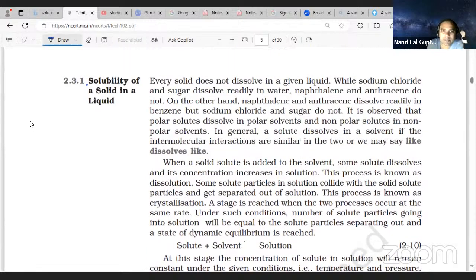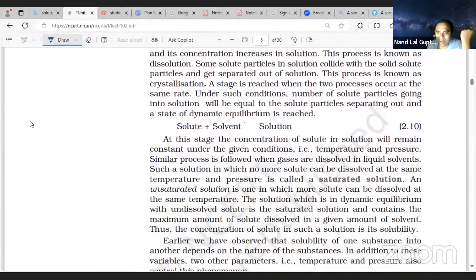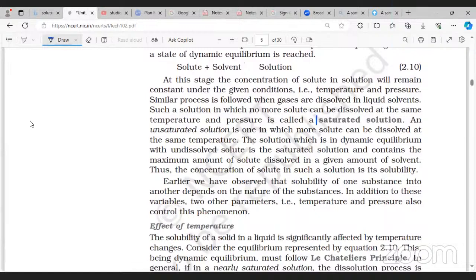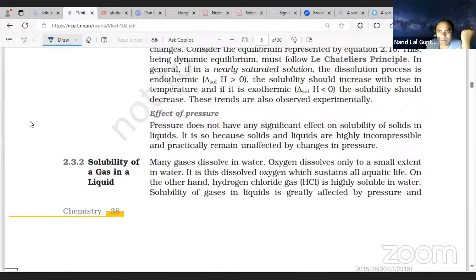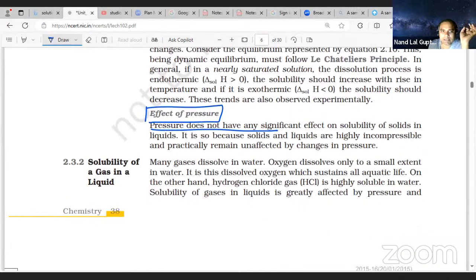What they are saying: solubility of solid in liquid. You have finished this one. The first one, like dissolves like, you already clear. And second one is saturated solution, this point also we have covered. And effect of temperature, you already told me, that solubility increases. Effect of pressure, that is no effect. Pressure does not affect this one. Now we are going to study the solubility of gas in liquid.